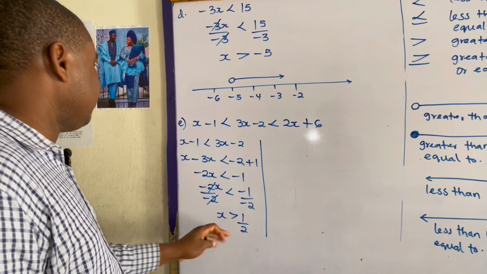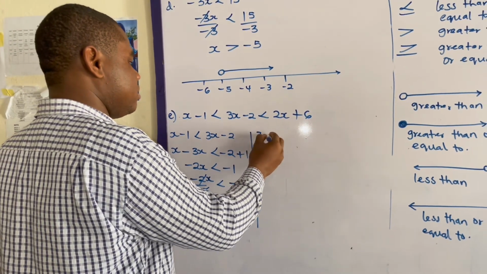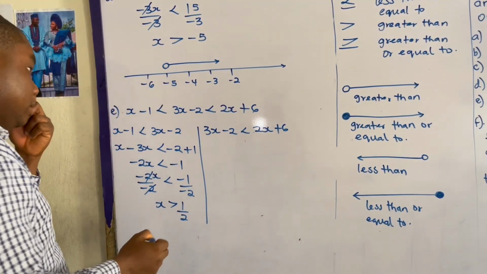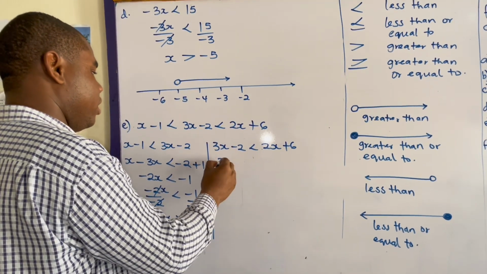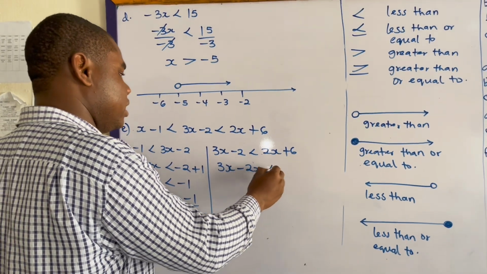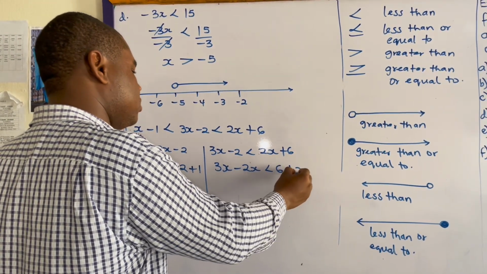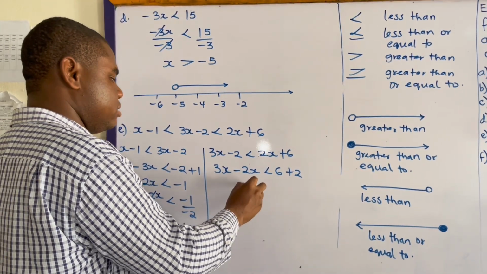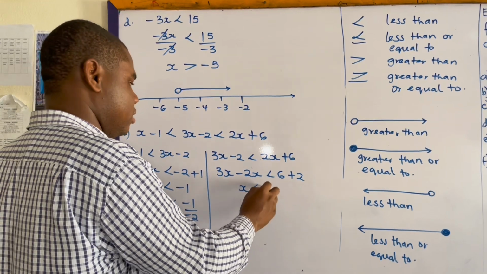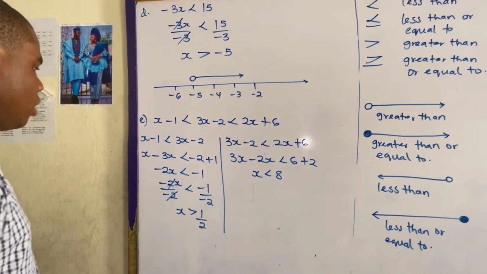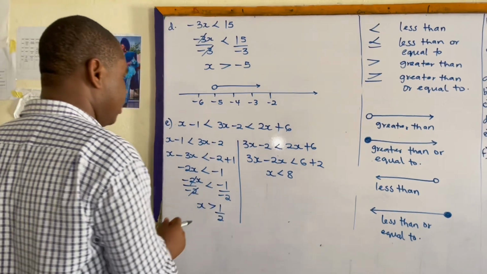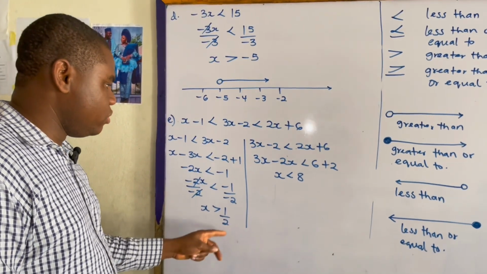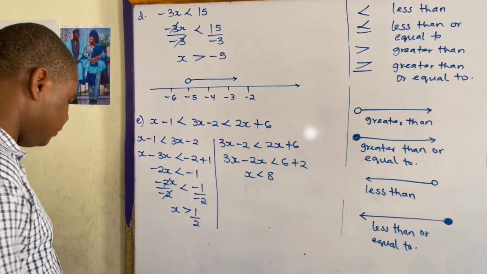Next one, we have 3x minus 2 is less than 2x plus 6. So I will collect like terms: 3x minus 2x is less than 6 plus 2. So this will give us x is less than 8. Alright, so to represent this on the number line, we need 1 over 2 and also 8 on the number line.